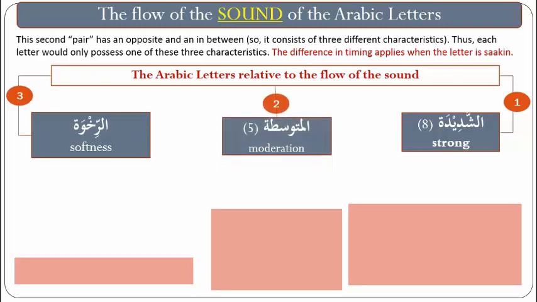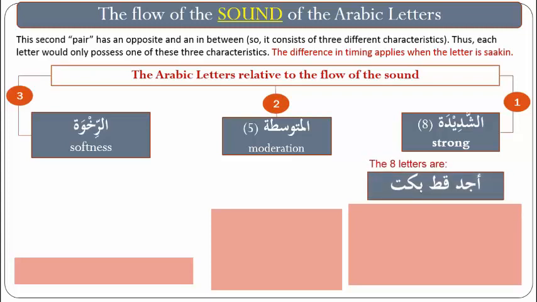And then there is the al-mutawassitatu, which is moderation. It is between strong and soft. Now for the strong, as we said, there are 8 letters. The mutawassit has 5, and the rest of the alphabet is in the rikwah. And this is in these 8 letters: the hamza, the jim, the dal, the qaf, the ta, the ba, the kaf, and the ta.